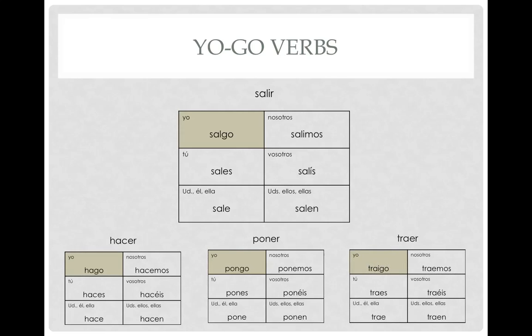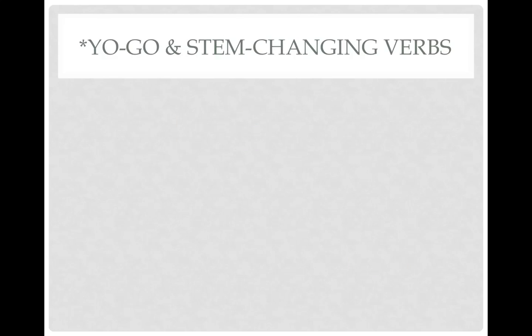Another one, traer. So it's a little bit different. You have to remember to add that I in the yo-go form. So we have traigo, traes, trae, traemos, traéis, and traen. There are some on your list that are yo-go and stem changing verbs. So let's take a look at each of those.